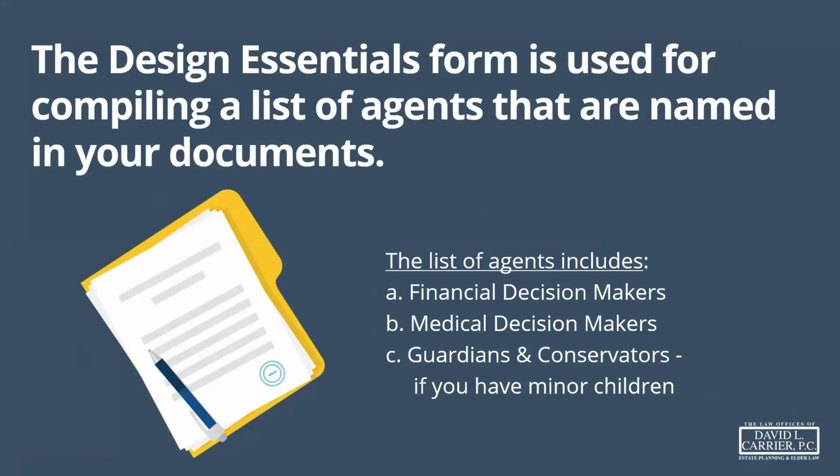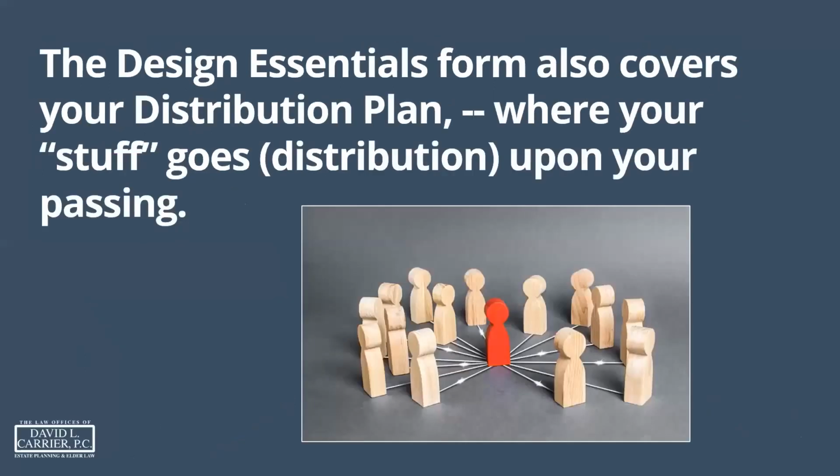So there are 3 agents that we start listing on that design essentials. Financial decision makers, that's number 1. Second is medical decision makers. And third is guardian conservators. That's only if you have minor children. If all your kids are over 18, you don't need to nominate guardians and conservators. But if you have kids under 18, that's when you want to nominate those. So let's talk about financial.